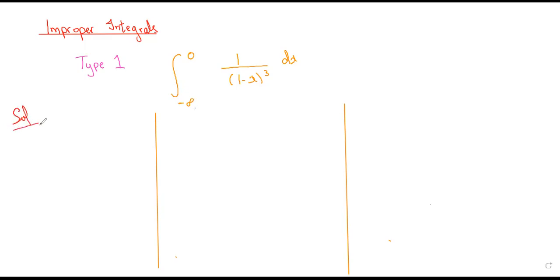So the solution is going to be of this type. Step 1 is to replace this limit with any other variable. You can use capital X, you can use A, you can use B, you can use P. It is completely your choice. So I am going to replace minus infinity with, let's say, P. It could be any variable. I'll rewrite the question with this limit now.